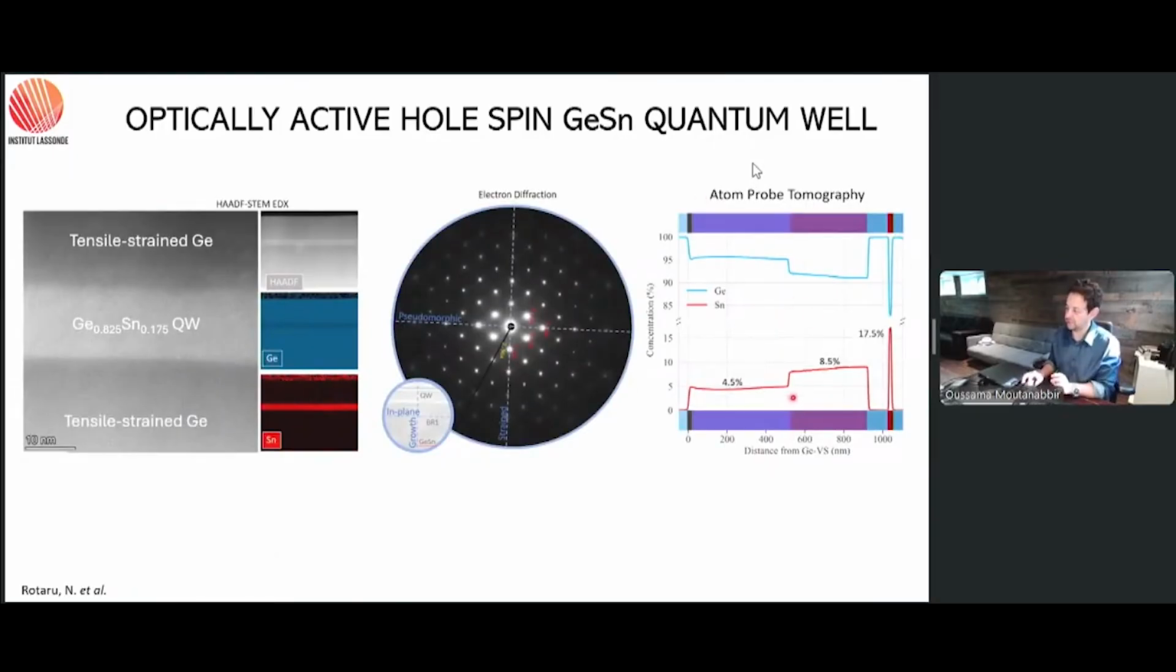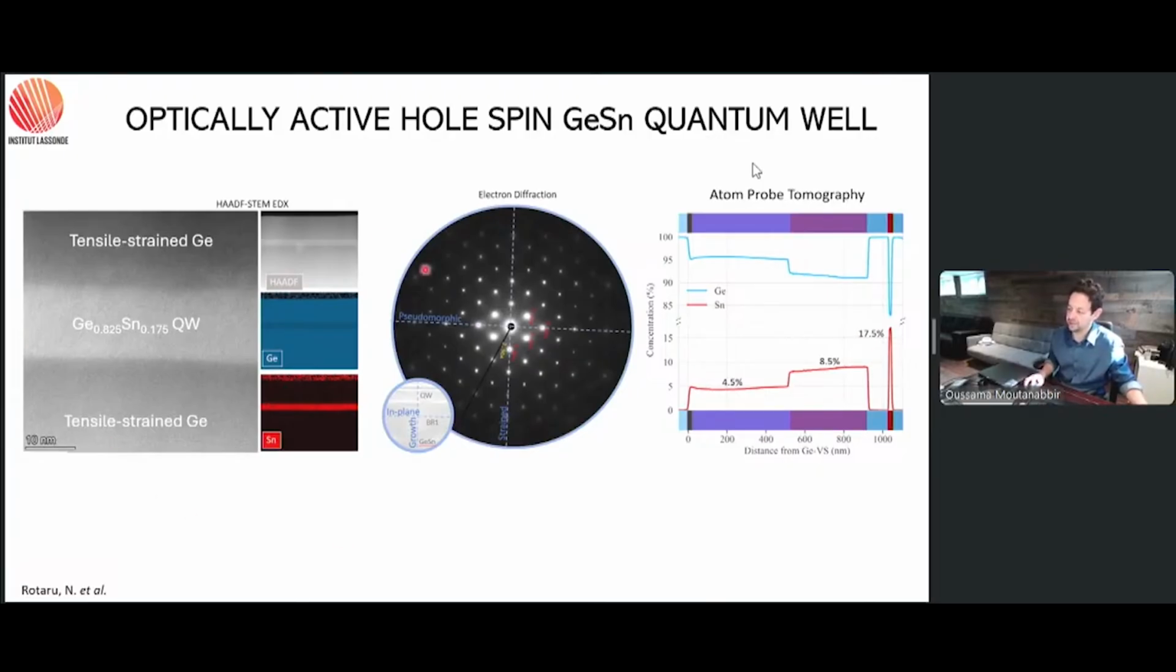If you look at the high resolution images on the right here, these are atom probe tomography profiles. This is the first buffer layer that shows 4.5%. The second buffer shows 8.5%. And for the quantum well, remember from calculations that we wanted to achieve something around 15%, and this was our target. We were lucky enough that the first initial growth shows compositions above 17%.